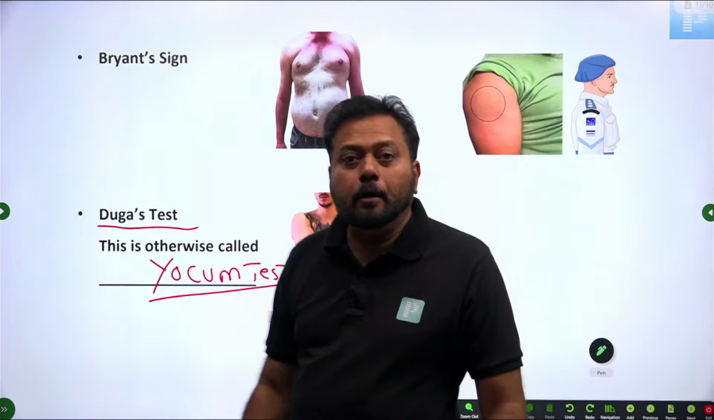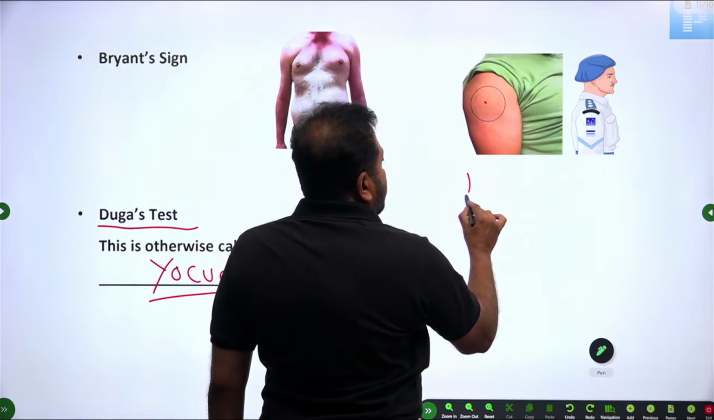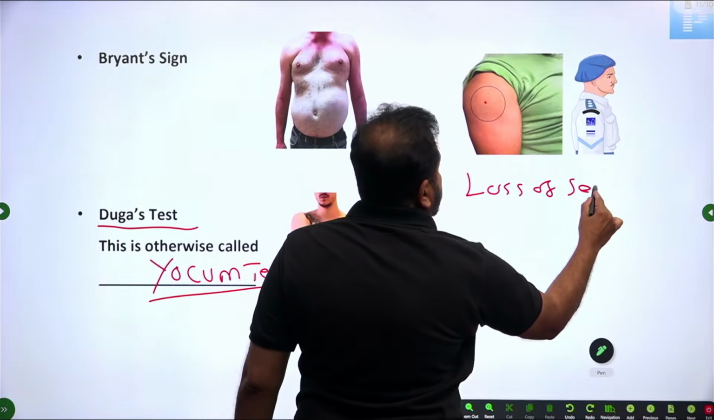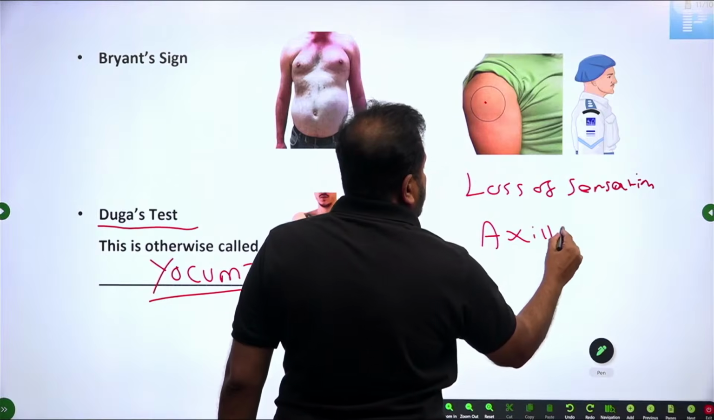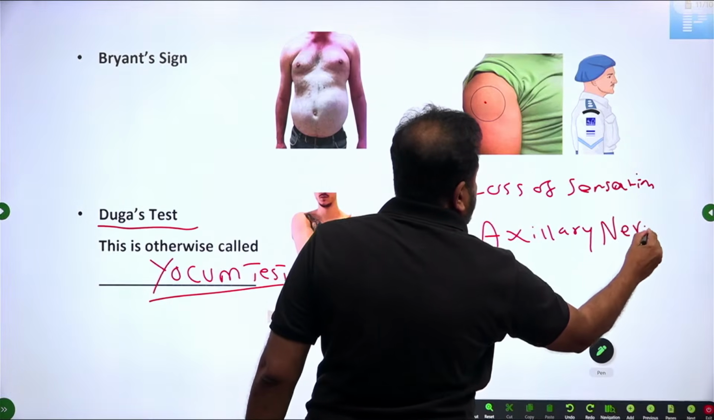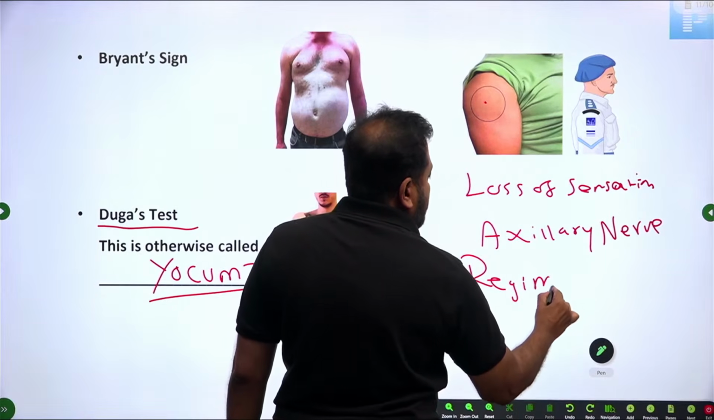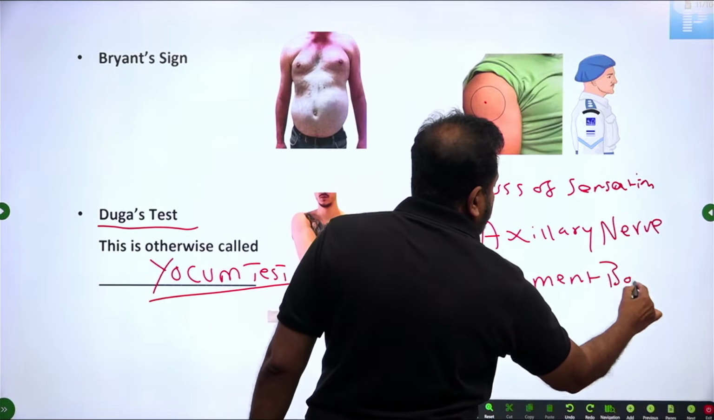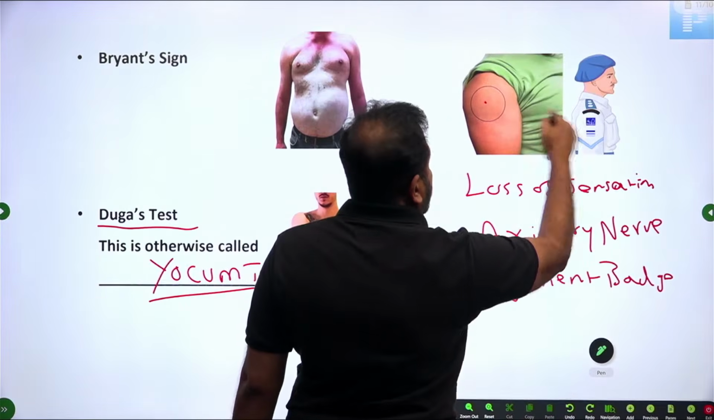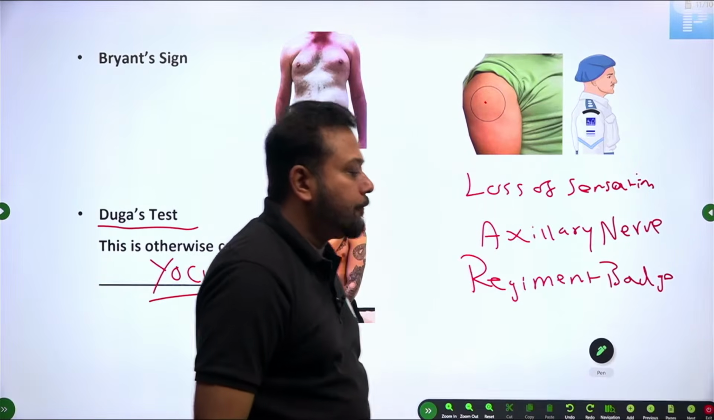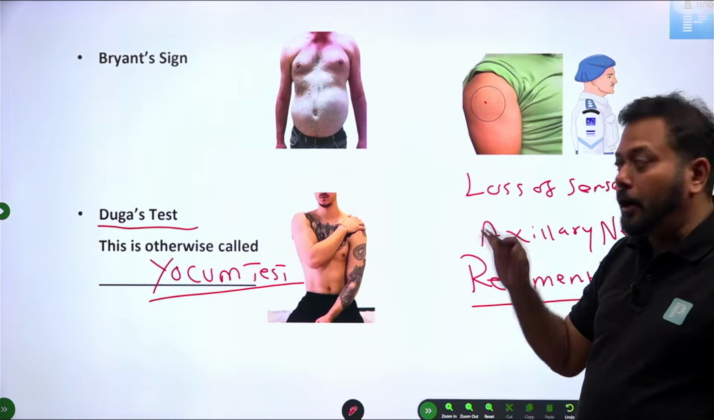Then look here over the deltoid. Loss of sensation will be there over the deltoid. This is because of compression of the axillary nerve. This is called regimental badge sign, like an army officer wearing a regimental badge. So the sensation is lost over the deltoid because of compression of the axillary nerve. That's called regimental badge sign. All these are asked questions.